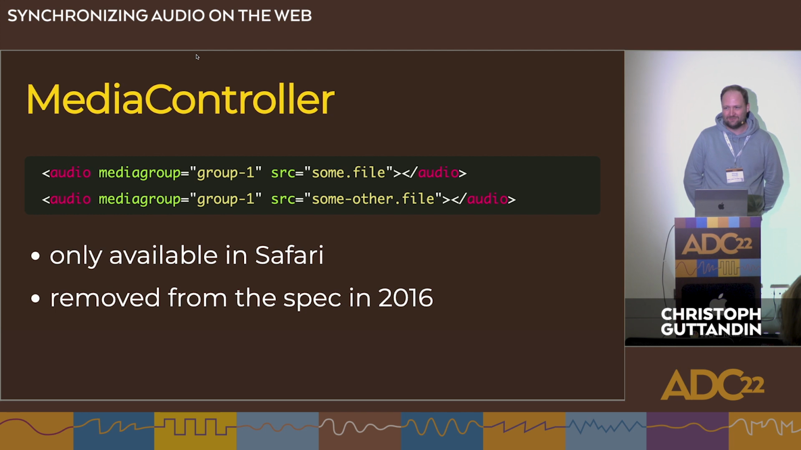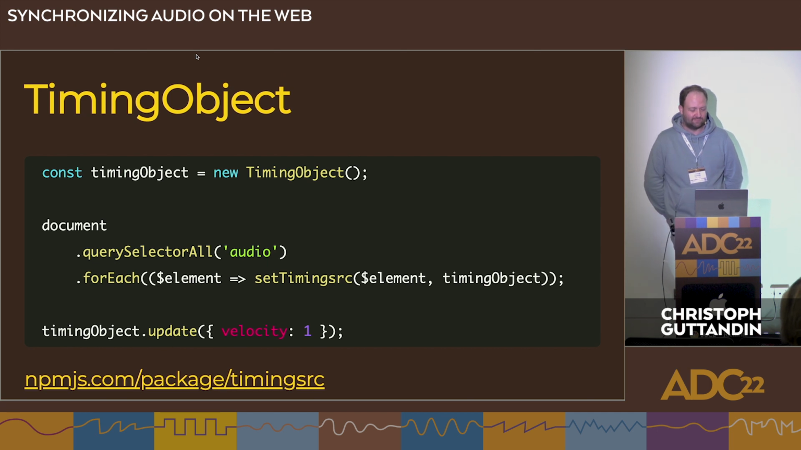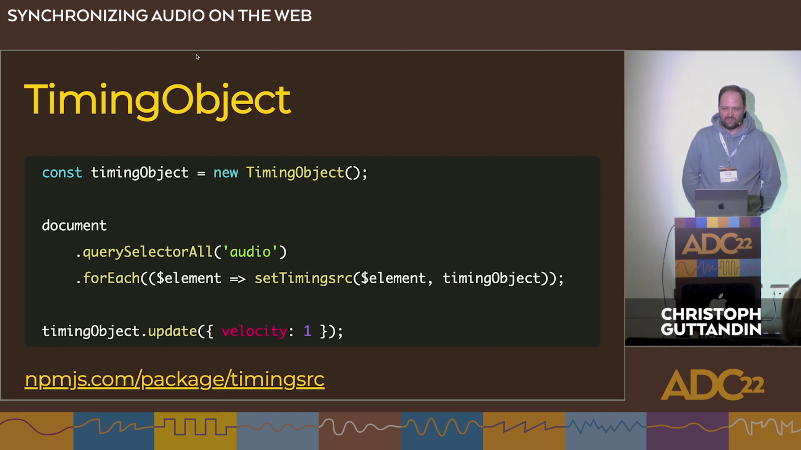There's another thing also used for timing. It's called the timing object. It has basically the same idea as the media controller, just assign something to all of the audio elements and then they are tied together. But the timing object is generic. It's of course meant for media, but you can use it for whatever you want. And that's why the API is a bit different.